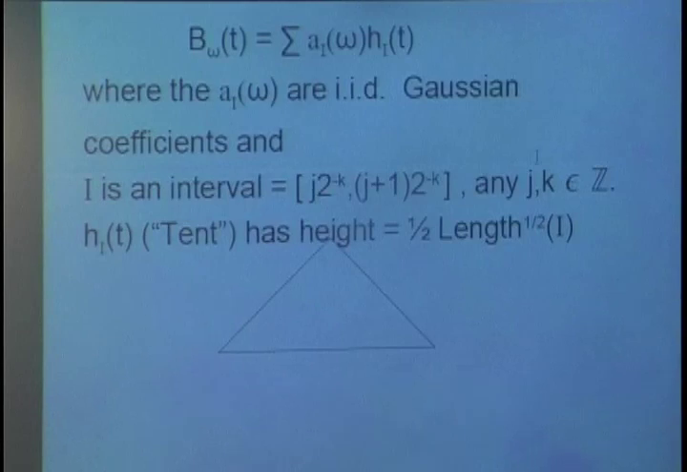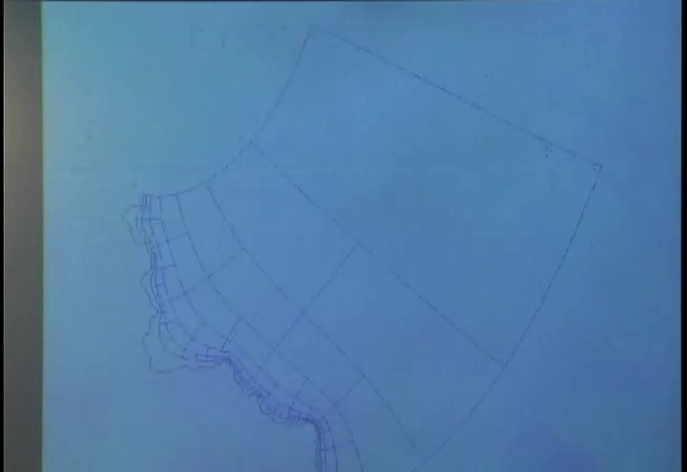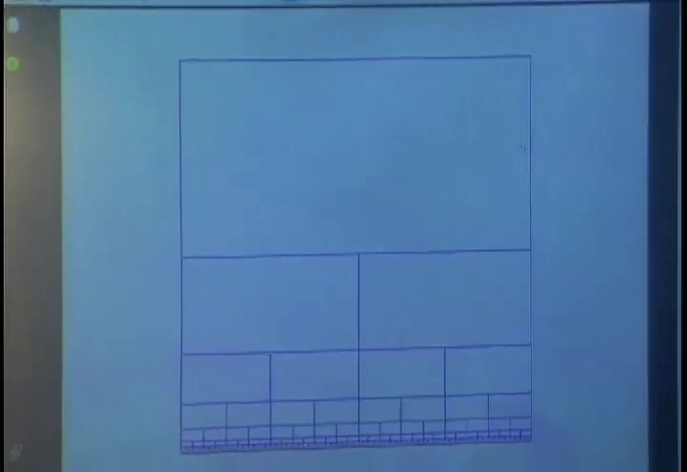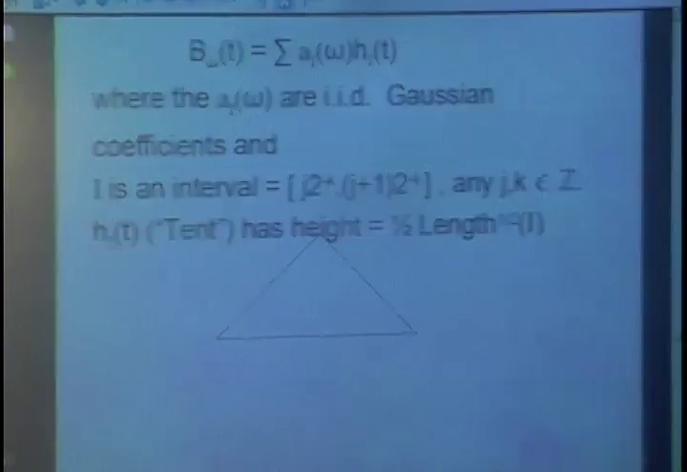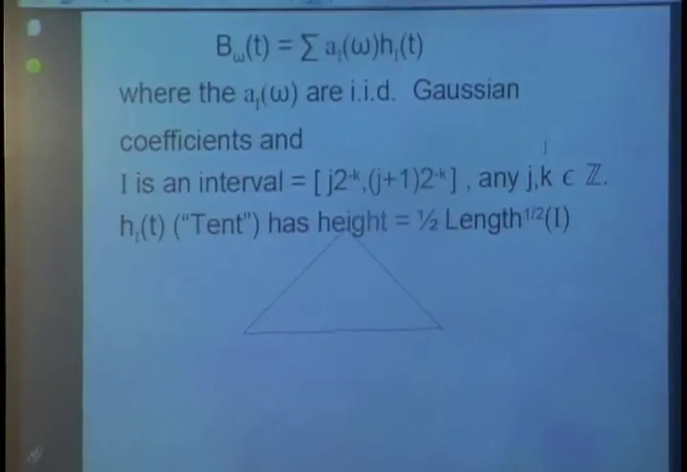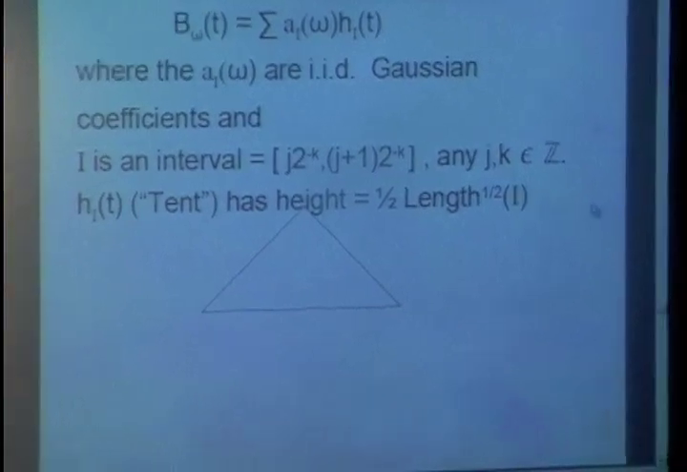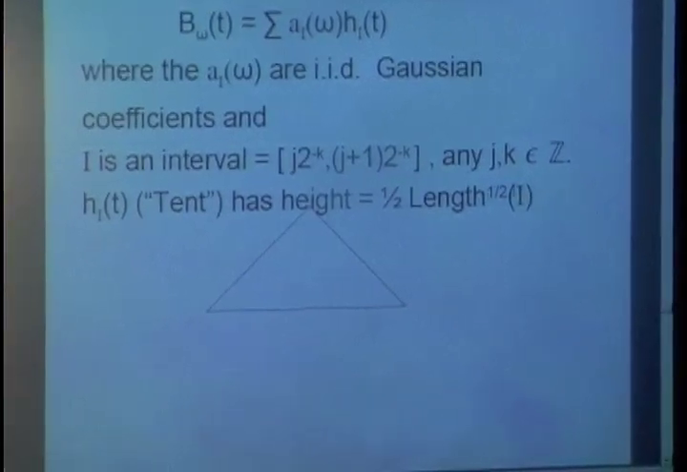These intervals come from the partition there. So there are corresponding intervals down on the real line under each box. Each one gets a coefficient. And you get a little tent function that's supported on the interval and has height 1/2 times the square root of the length of the interval. And that's a representation of Brownian motion on the line.